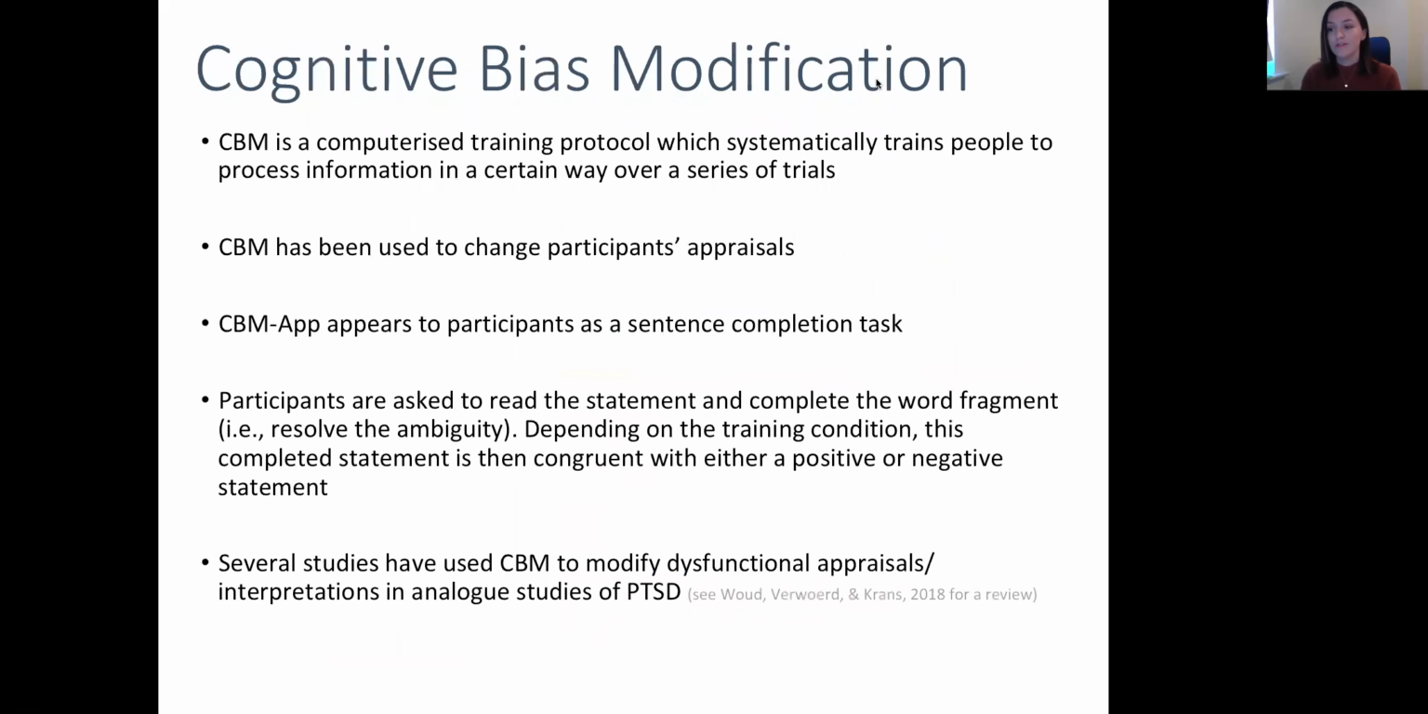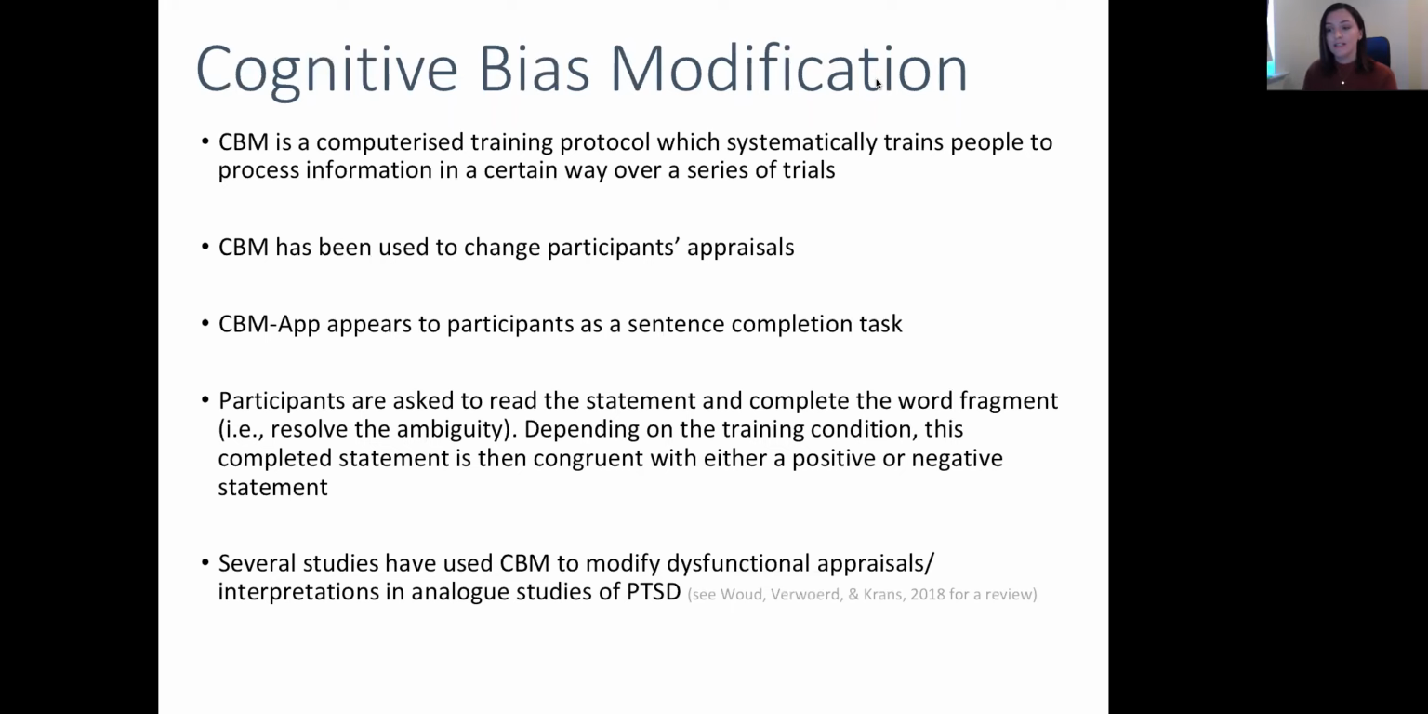There's an emerging body of research investigating reappraisal training in analog post-traumatic stress disorder studies using a method called cognitive bias modification, known as CBM. CBM is a computerized training protocol which systematically trains people to process information in a certain way over a series of trials. Typically, CBM has been used to target both attentional and interpretational biases that people may hold. So, for example, CBM for interpretation would help to train people to interpret ambiguous situations in a more positive manner.